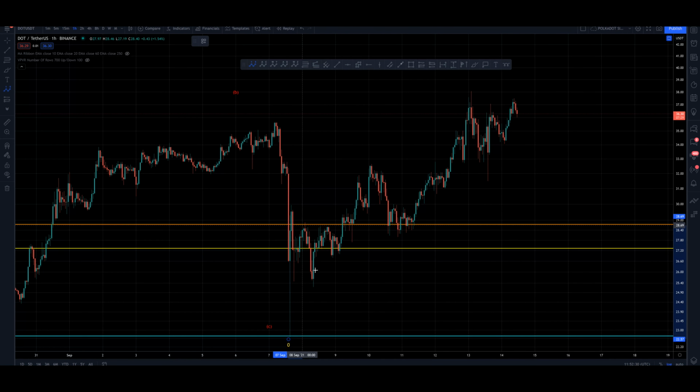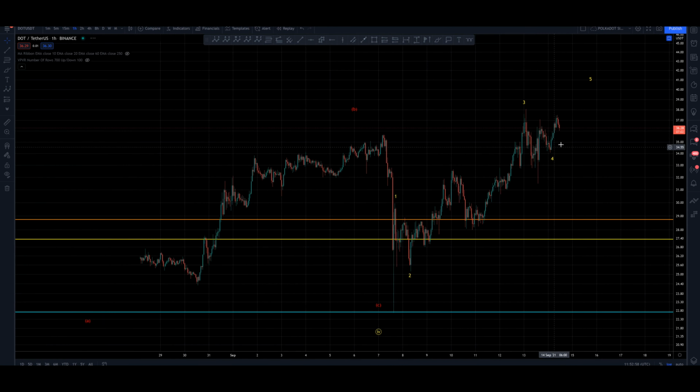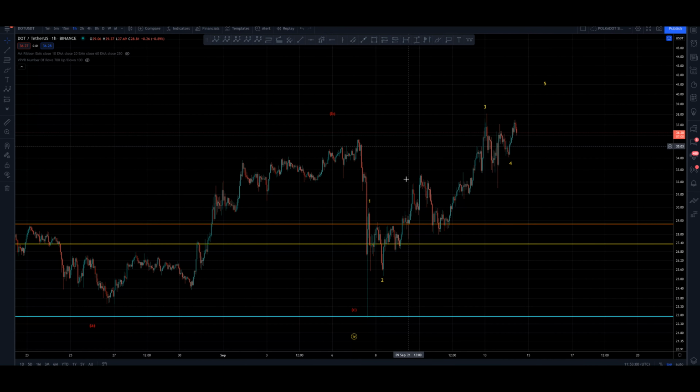Now this could be the 1, 2, and this could be 1, 2. Got an overlap here. 1, 2, 3, 4, 5. BC, 1, 2. 1, 2, 3, 4, 5. 1, 2. It's possible that this is an extension in a 5th wave. There is one other alternative we'll consider in a moment.